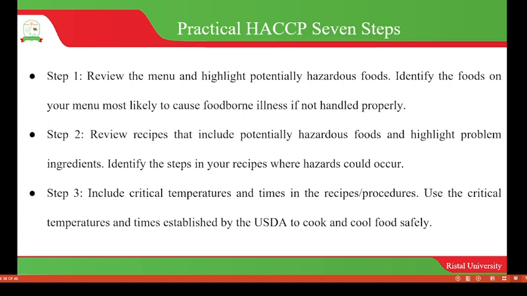Then after identifying the steps in your recipes where hazards could occur, you can now go ahead and include critical temperatures and times in the recipe and procedures. As you have the procedures already, and now you have identified the foods most likely to cause foodborne diseases, and also the steps in your recipe where hazards could occur, that means you can now go ahead and set critical temperatures or include the critical times in the recipe or procedure that you are going to follow. And we are advised to always use the critical temperatures and times established by the USDA to cook and cool food safely.